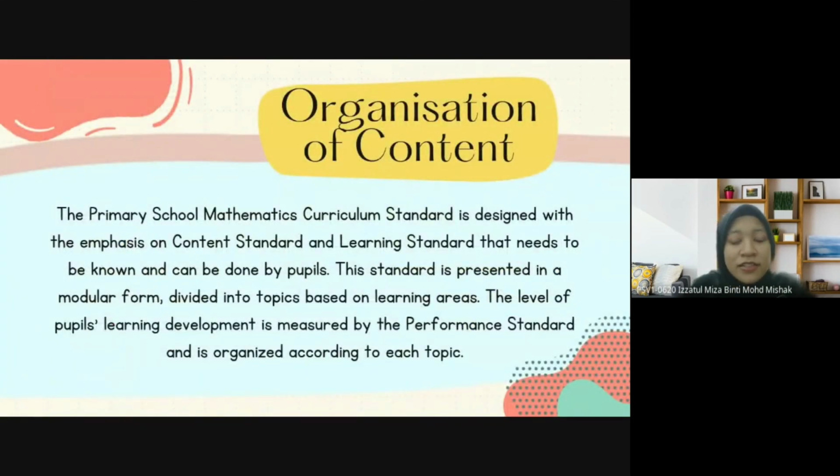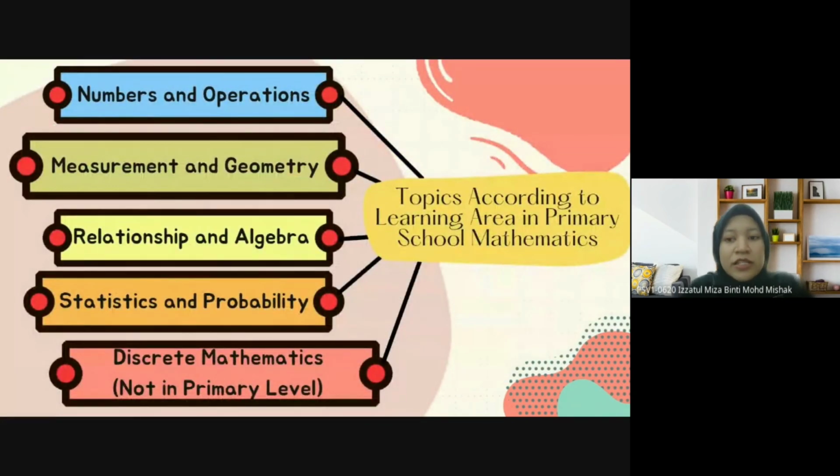Organization of content. The primary school mathematics curriculum standard is designed with the emphasis on content standard and learning standard that needs to be known and can be done by pupils. This standard is presented in a modular form, divided into topics based on learning areas. The level of pupils' learning development is measured by the performance standards that we just discussed, and is organized according to each topic.